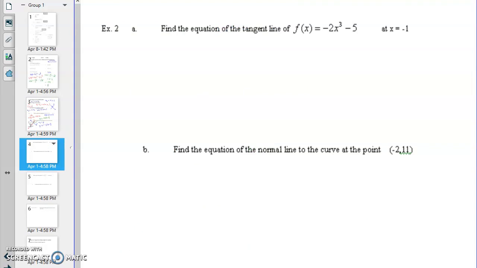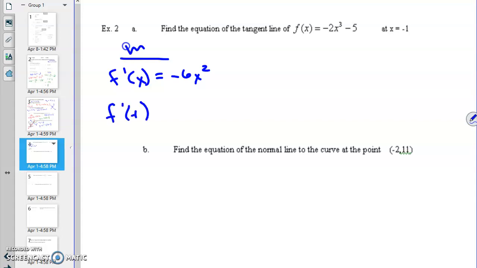Find the equation of a tangent line at x equals -1. I think we know what to do now. So we're going to go slope equals f prime of x. Power rule. -2 times 3 is -6 x squared. Derivative of a constant is gone. f prime of -1 equals -6 times (-1) squared, which is 1, times -6 is -6. There's the slope. Now we need to find the point.